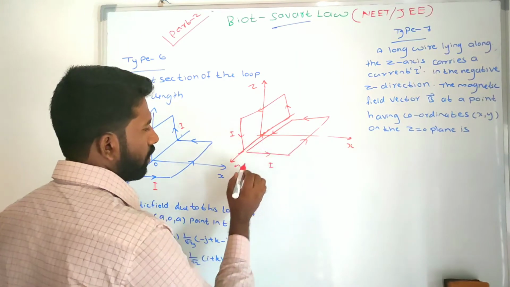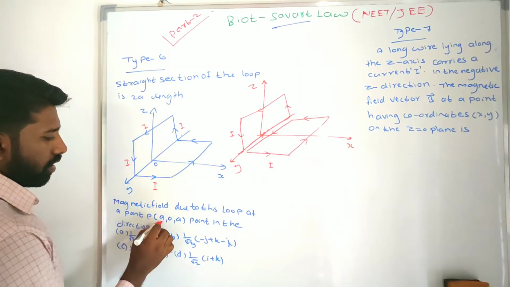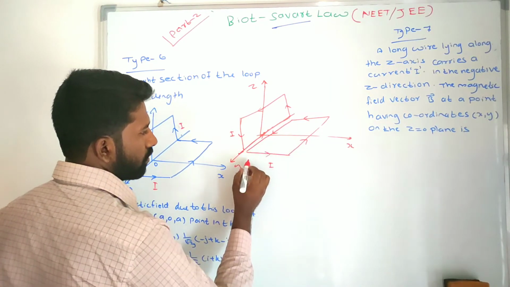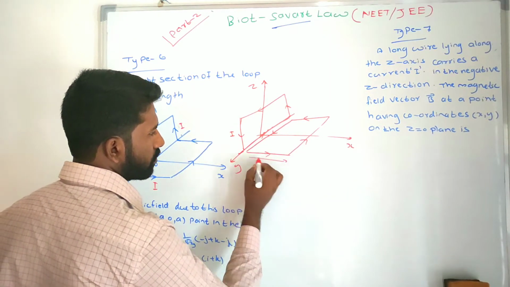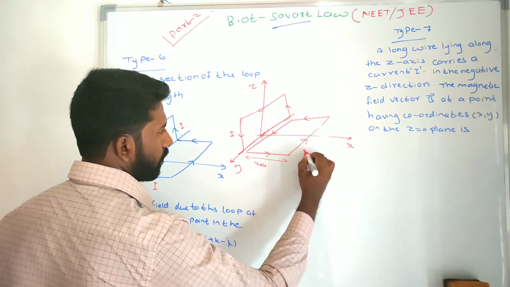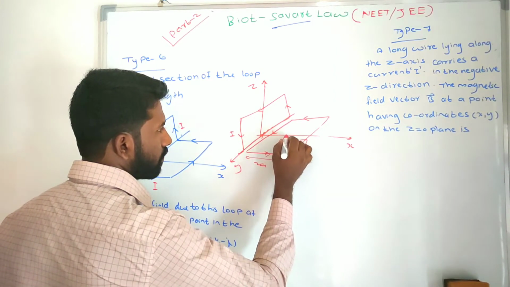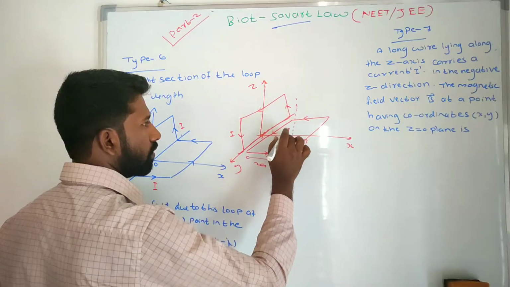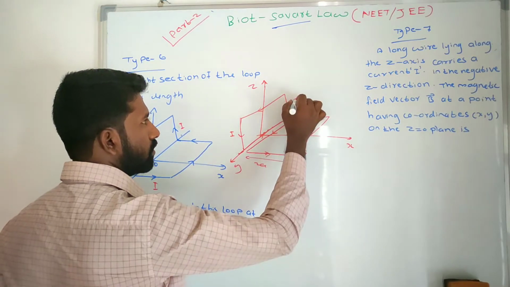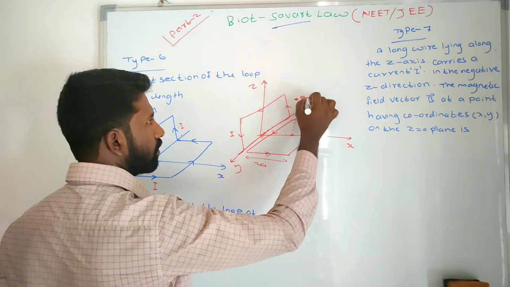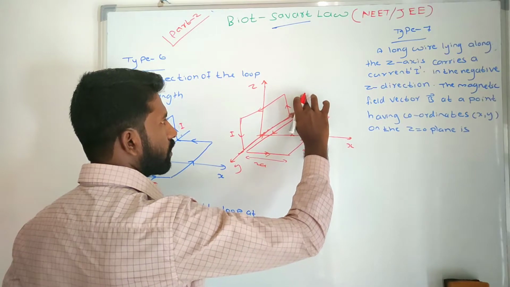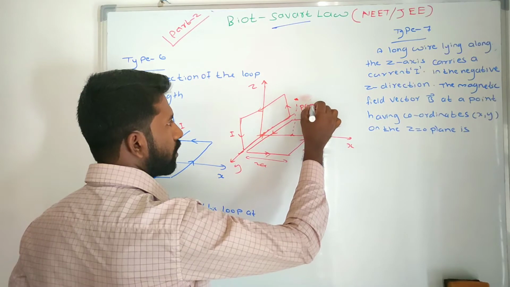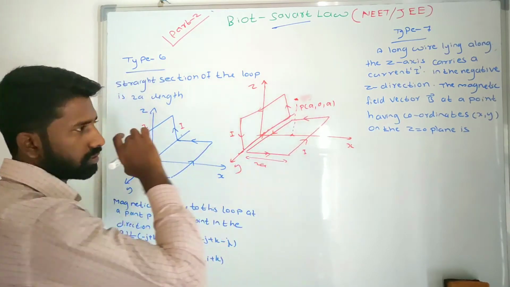They told a point P (a, 0, a). That means half of it along the X axis. From here, this total distance is how much? This total distance is 2a. The current is I. In the red point, this is the point P. We can take it out. P is equal to (a, 0, a) from this.